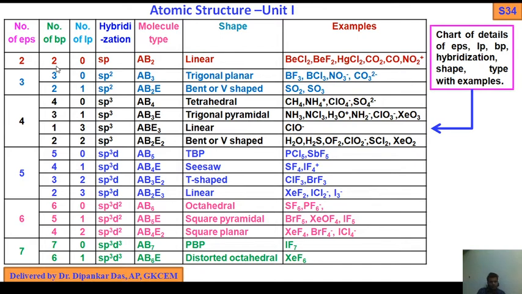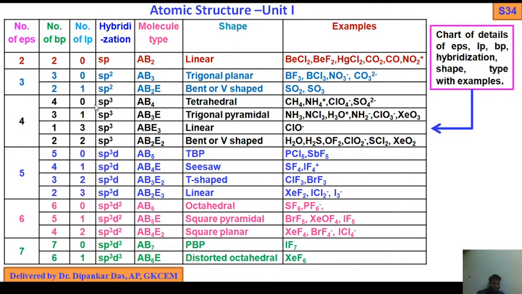So first, 2 EPs, as I told you in the previous slide: number of bond pairs 2, number of LP 0, hybridization sp, AB2 type. A is the central element, B. So linear, examples BeCl2, BF2, AgCl2, CO2, CO, NO2 plus. CO2: carbon valence electron 4 by 2, that is 2 EPs, because oxygen is not a univalent atom. So 4 by 2, that is 2 means sp. sp means linear structure. So that's why CO2 has a linear structure.